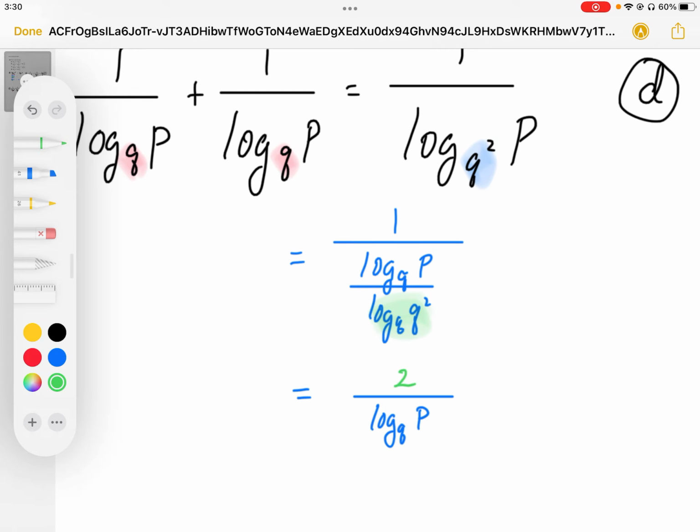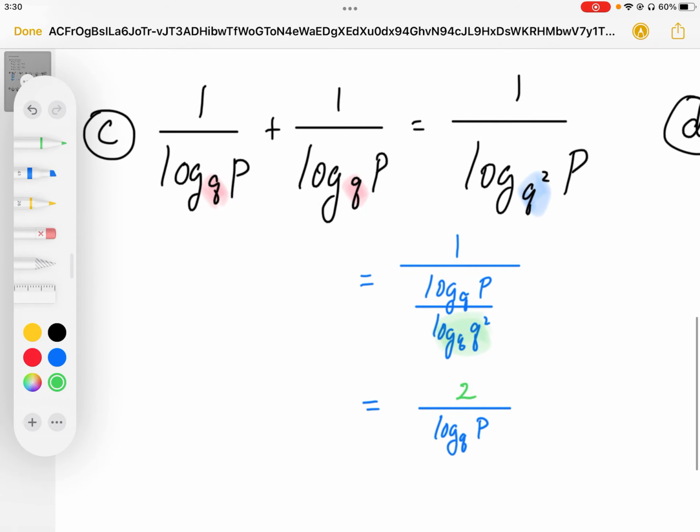That's an identity. And on the right-hand side, I have a common denominator. I can just add that together, and I'm just going to end up with a common denominator of log base q of p. 1 plus 1 gives me 2. Left side and right side match. I've proven that identity.